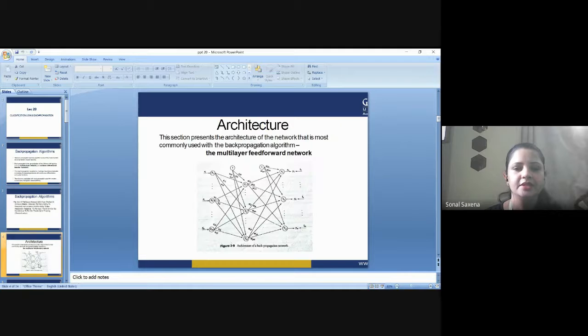Here you can see the architecture. This is a multi-layer feed-forward network. The first vertical set of nodes that you are seeing is the input layer. The next set, the Zs, is the hidden layer, and the last vertical set of nodes, the Ys, is the output layer. It is a feed-forward network where the inputs are fed and pass forward from the hidden layer towards the output layer.